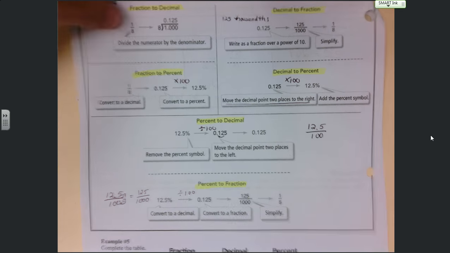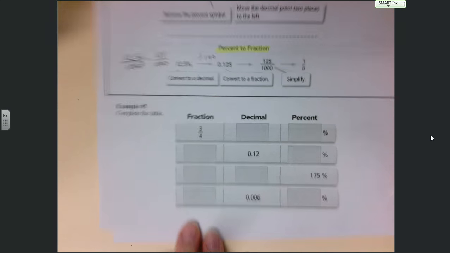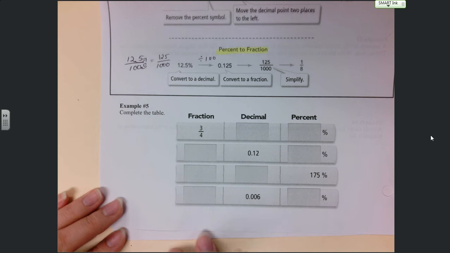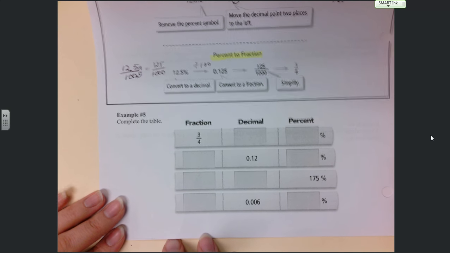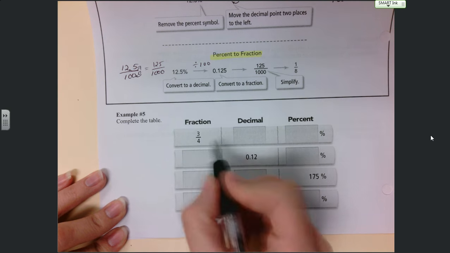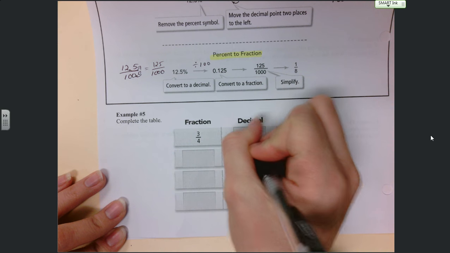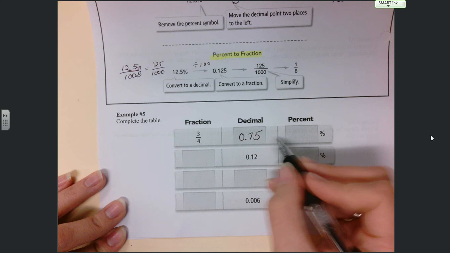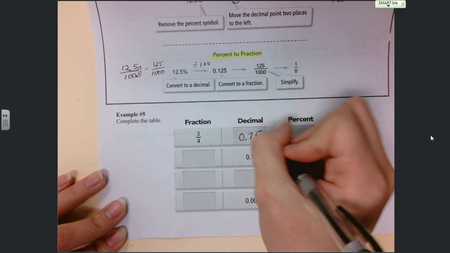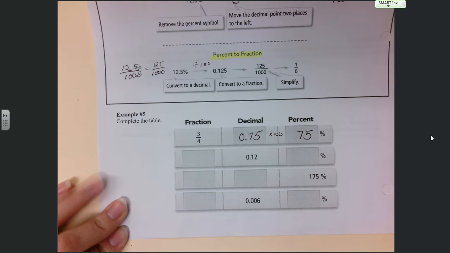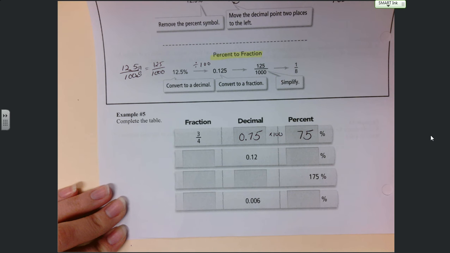So for question number 5, they're asking for us to write this from a fraction, decimal to a percent. And again, you are going to be allowed to use your calculator. So a fraction, all fractions are division problems. So 3 divided by 4 would give me 75 hundredths. And then to change that to a percent, remember you are multiplying by 100. So that would give you 75%. I'm now going to ask for you guys to go ahead and try to fill in the rest of the chart on your own.